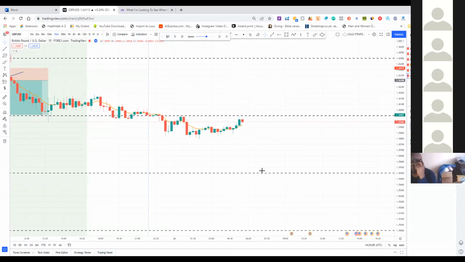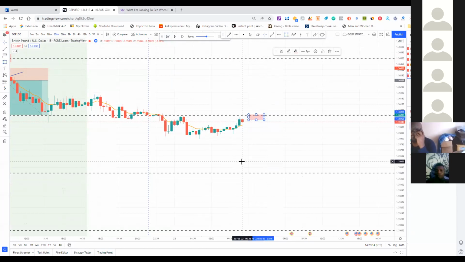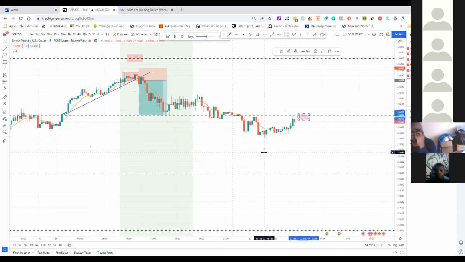For me, based on the strategy that I teach my students and I talked about, I will be waiting for price to get here and see what will happen. Those are the two levels I'm looking at. First, I'm waiting for price to get here to see what's going on.